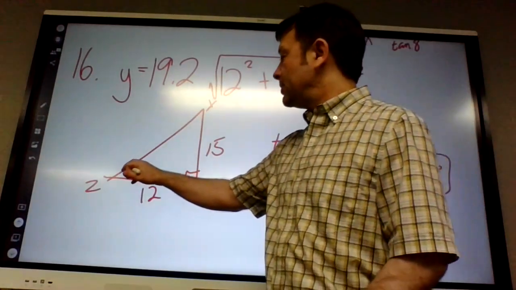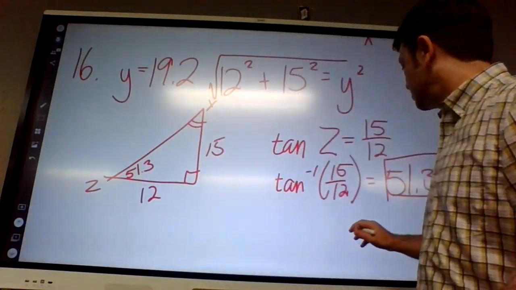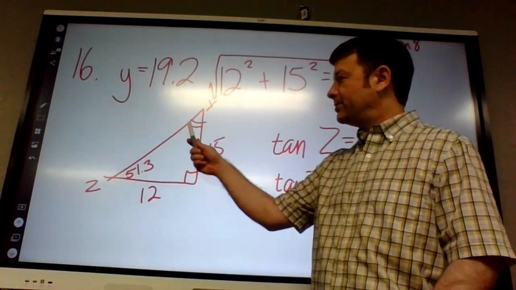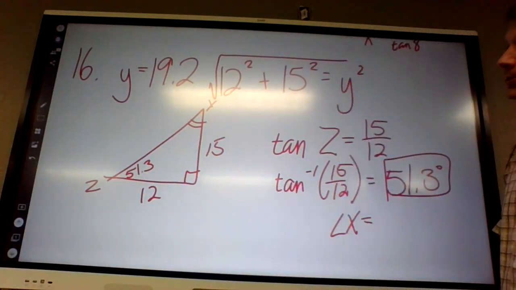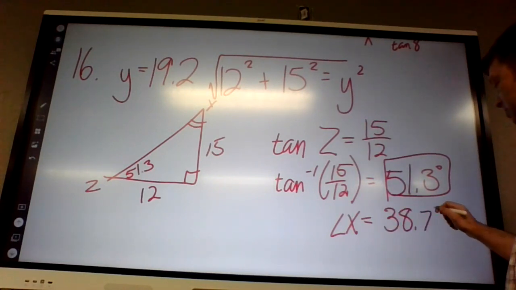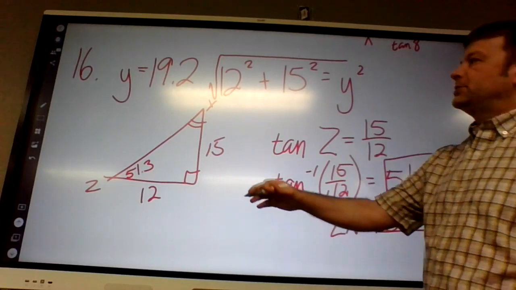And then just to find the last answer, what's the fastest way to do it? Angle X. Yeah, 180. So 90 minus that equals that. So it'd be 38.7. So there's 3 answers.